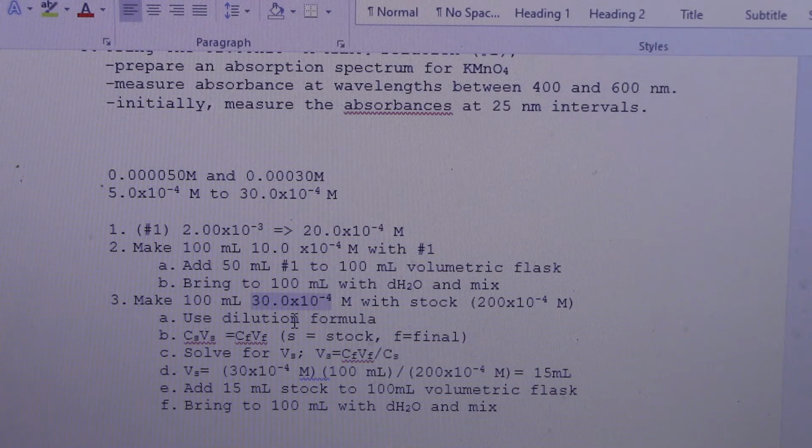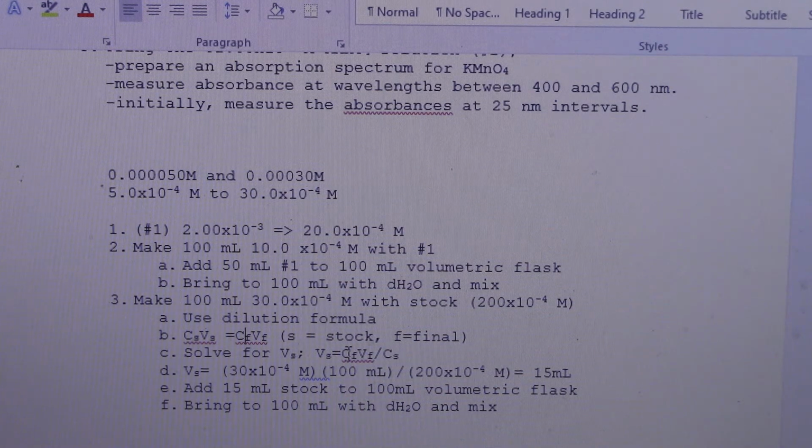So I'm using my dilution formula, which is C1 V1 equals C2 V2. All right, and you should have covered this in General Chem 1 on how to do this. So I want to know how much of my stock solution I need to add to a 100 mil volumetric flask to get a final concentration of 30.